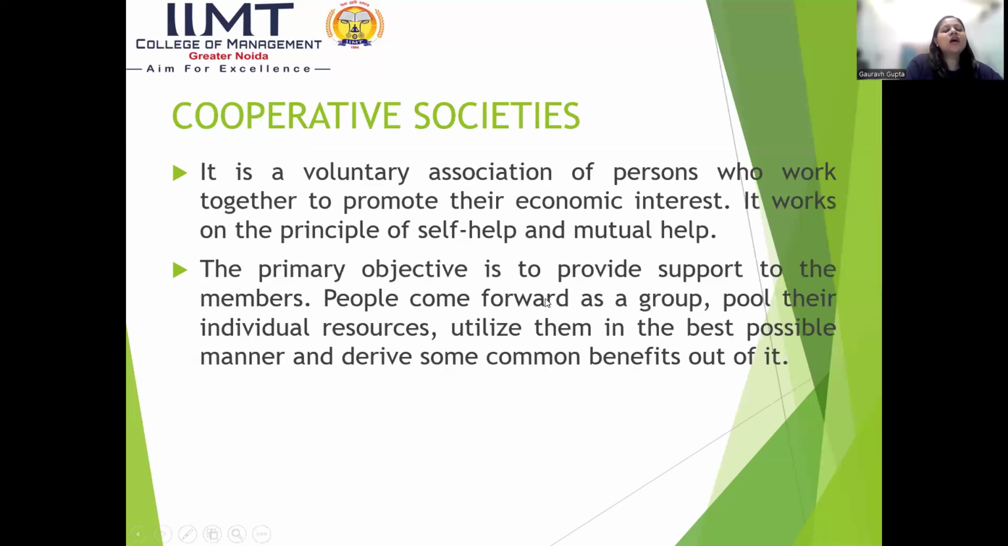Next, we are moving toward the last type of business organization, the cooperative society. It is a voluntary association of persons who work together to promote their economic interest. It works on the principle of self-help and mutual help. The primary objective is to provide support to the members. People come forward as a group, pool their individual resources, utilize them in the best possible manner, and derive some common benefit out of it.